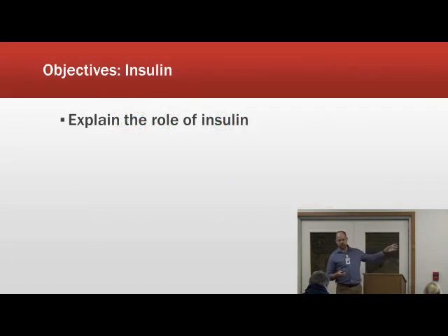Okay, so we'll move on from glucose. I don't think there's a lot more to say other than there's a range that you're comfortable in, and if you go outside of that range, you start to get ill. To explain the role of insulin.